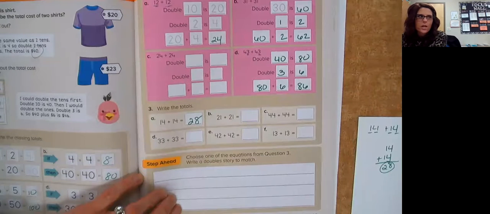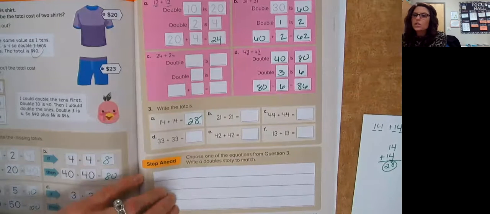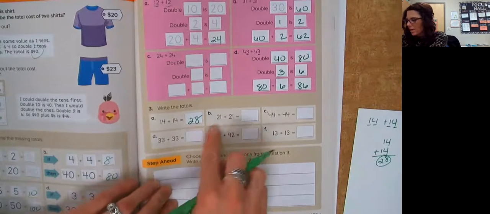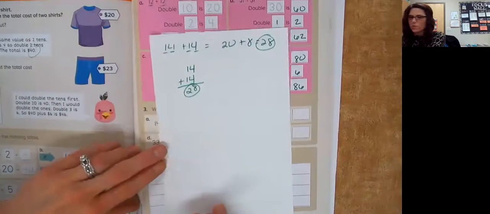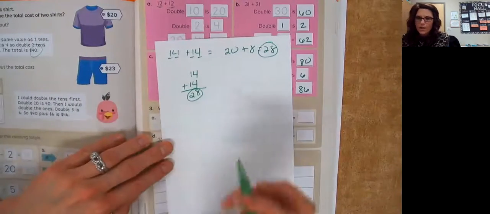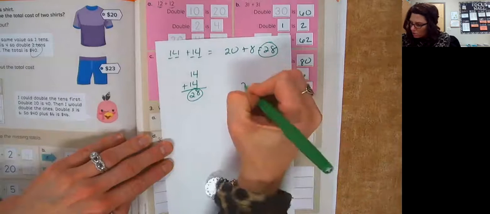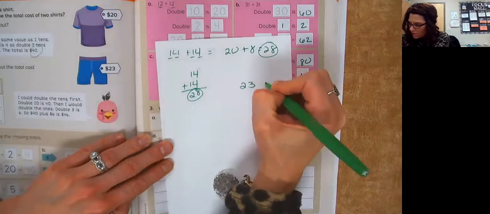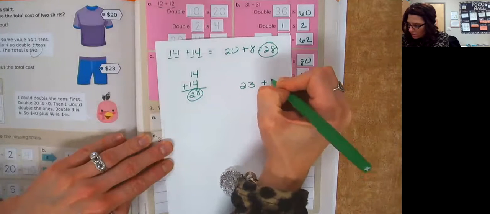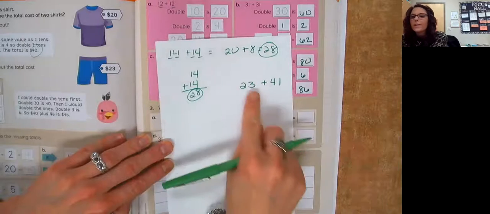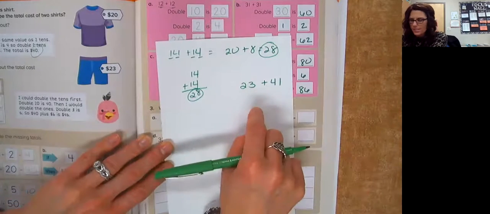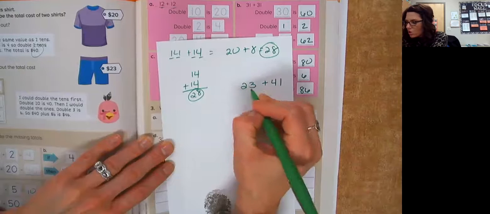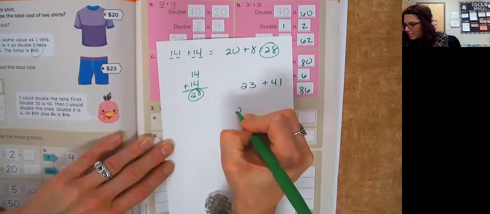One thing I've noticed with kids turning in their work: just double check when you are stacking them up. Let me give you a different number, something that's not in this book. Let's say we have 23 plus 41. You see that in your book and you want to stack it up. When you go to stack this up, be sure your 2 and your 3 stay side by side.